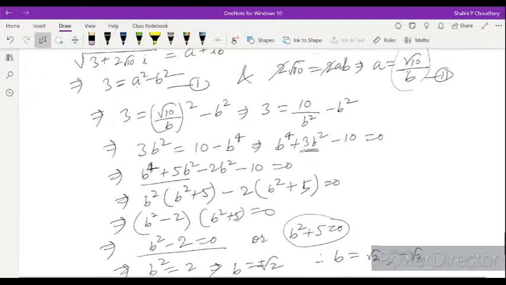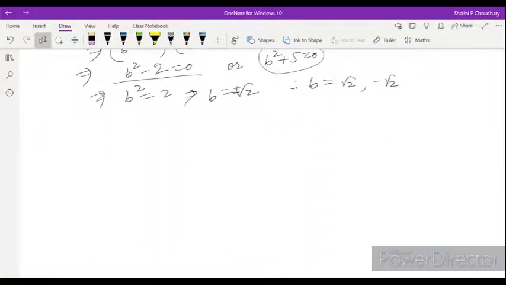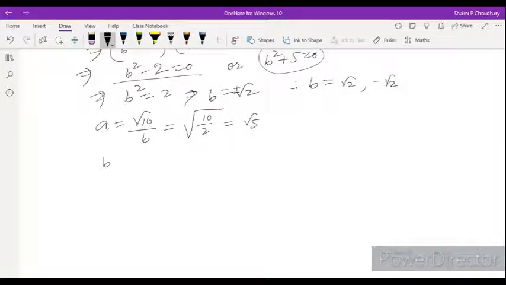Now we'll put this value in a. So a will be equal to square root of 10 divided by b. If we take the value of b as root 2, in this case 10 upon 2, that is equal to square root of 5. And if we take the value of b as minus square root of 2, in this case the value of a will be minus square root of 10 upon 2, that is equal to 5. So we can write minus square root of 5.